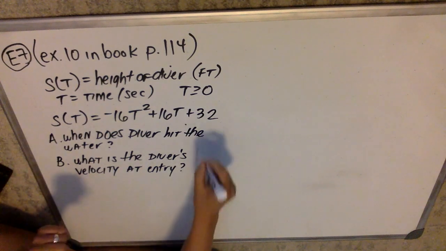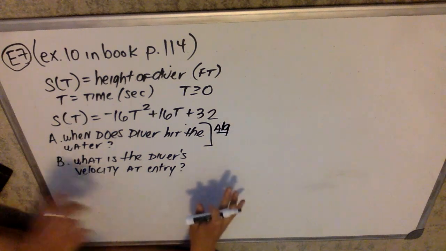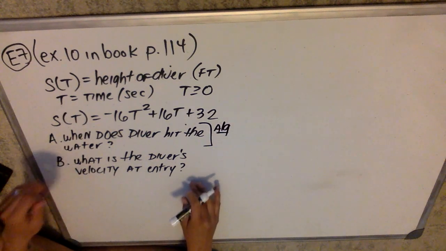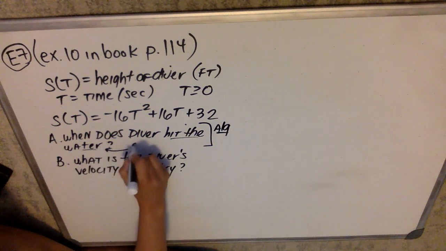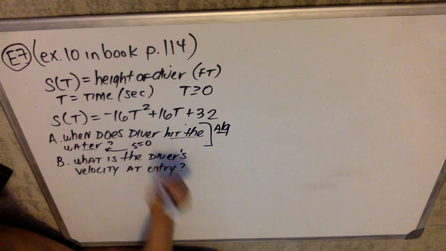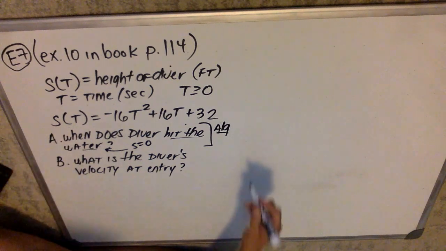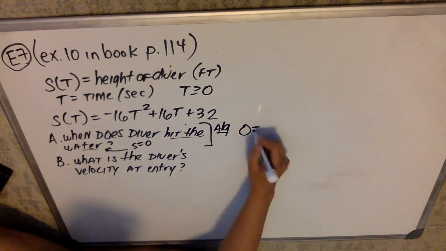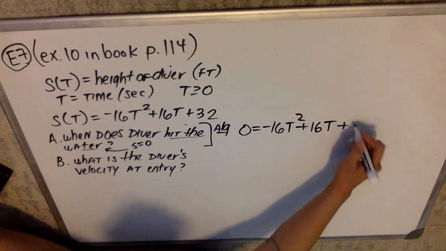Okay, so this is actually an algebra question. When does the diver hit the water is an algebra question. Hitting the water would mean that the position above the ground would be 0, so height would be 0. In this case, S would be 0. So we're saying when is 0 equal to negative 16t squared plus 16t plus 32?